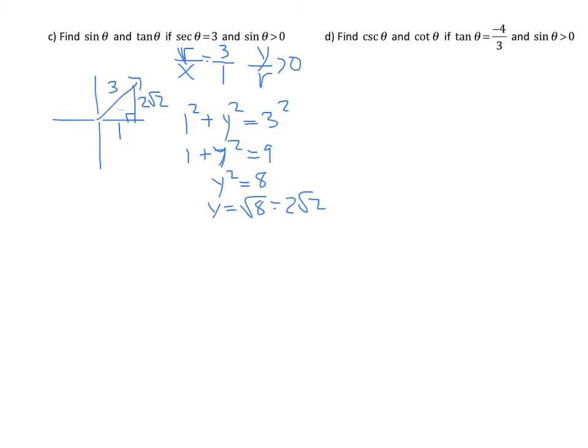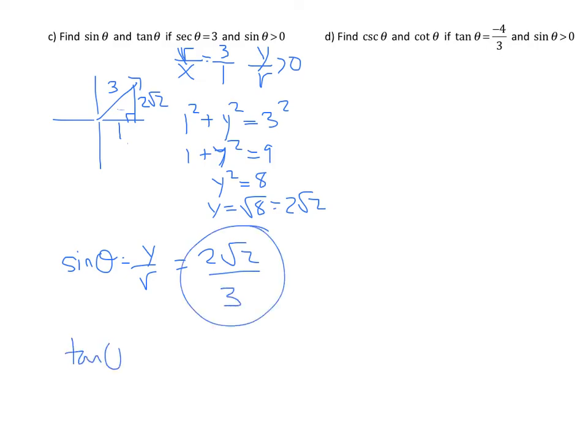And so now I would find sine of theta, which is y over r, which is 2 radical 2 over 3. And then tangent theta is y over x, which is 2 radical 2 over 1, or just 2 radical 2.